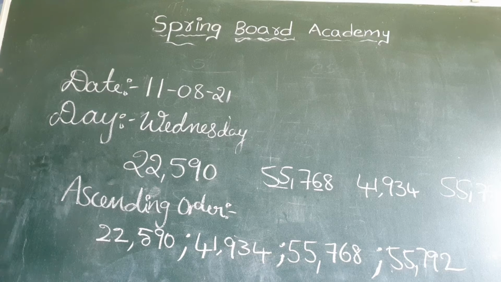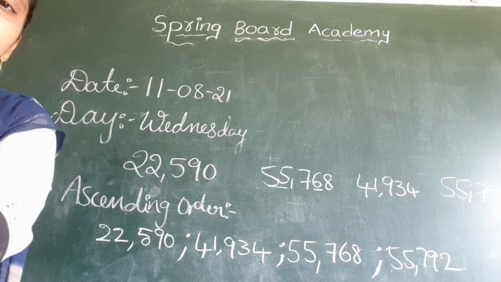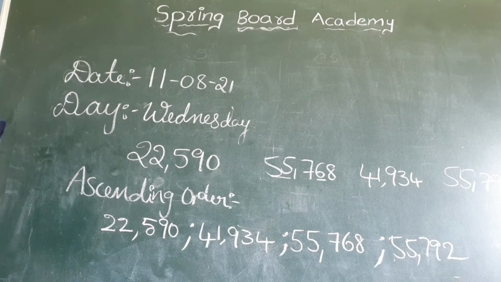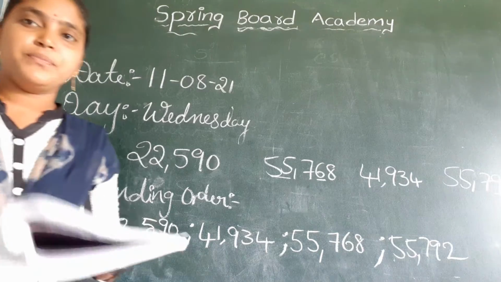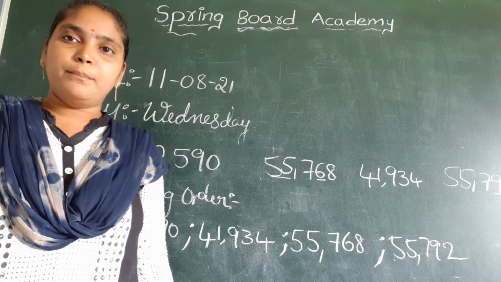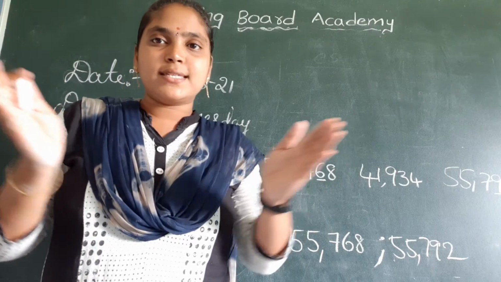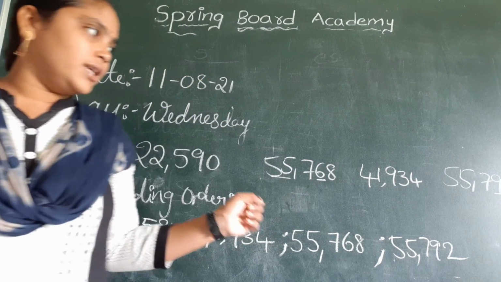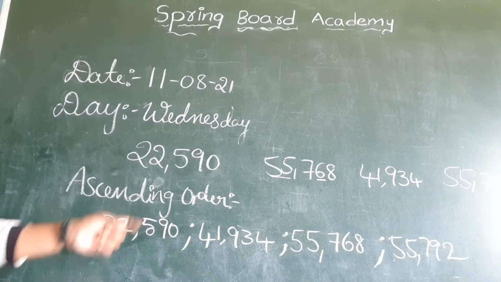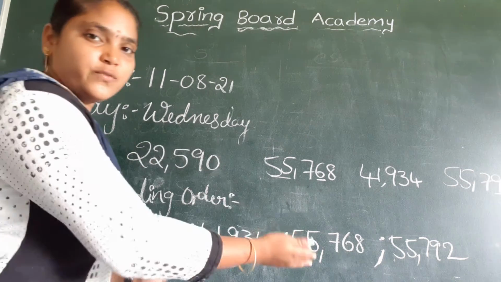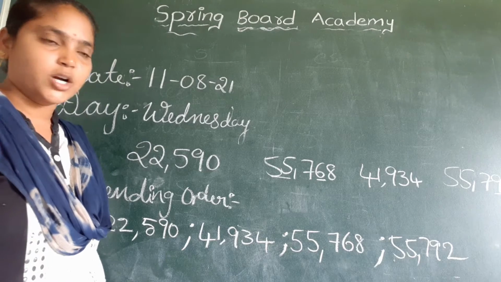Next, the second one, write the numbers in descending order. Now how do you have to write children? Descending means arranging numbers from biggest to smallest. Now in these four numbers, which one is the biggest number children? So just reverse this order and we will get descending order children.